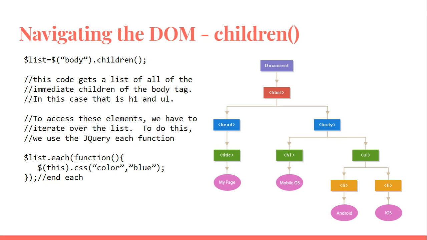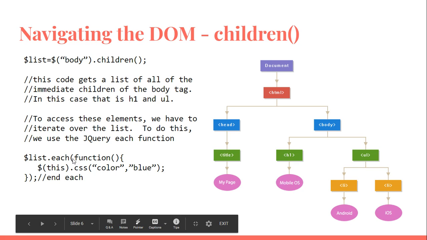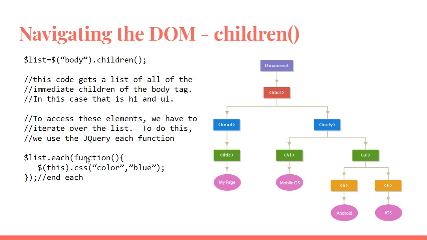Instead, what we have to do is iterate over the list. jQuery provides us with an each function. So I'm going to say list.each. Right now, the things in the list are H1 and UL. And so what I'm going to do is get the one that I'm currently referring to, which is this, and change its color to blue. What that's going to do is change the H1 color to blue, and then cycle through and go to the UL and change its color to blue as well. All right, so children gets a list of all of the children of an element.